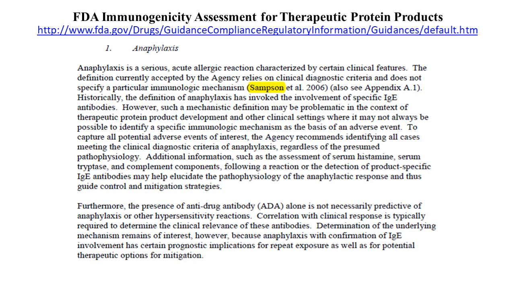So from the FDA assessment, when we're talking about safety, it is very clear that when we talk about anaphylaxis, which is a serious adverse event, the agency relies on several different diagnostic criteria, but they strongly recommend using the Samson criteria, and I will be explaining a bit more about what the Samson criteria is.